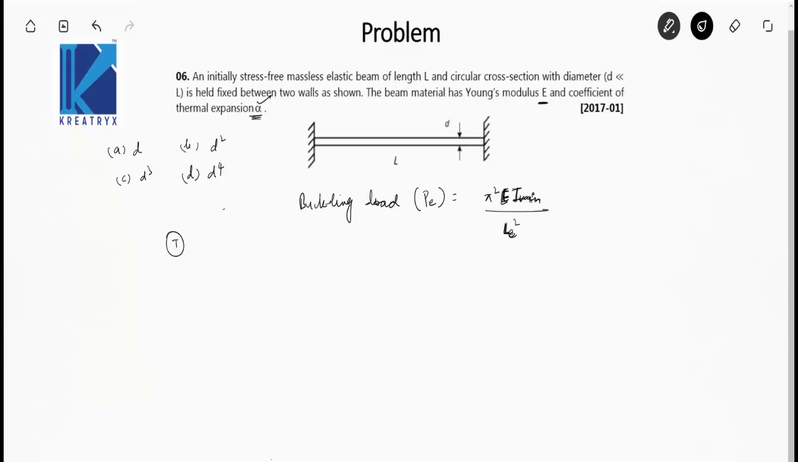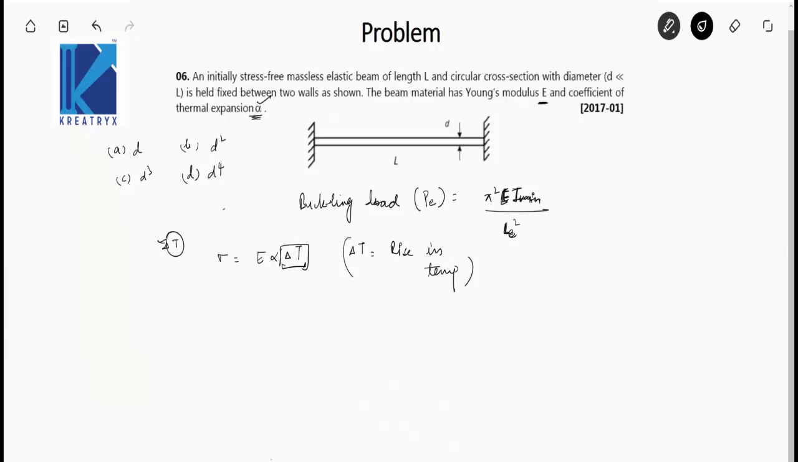So the thermal stress will be equal to E alpha delta T, where delta T is the rise in temperature. So this rod has been heated, and delta T is the rise in temperature. So the thermal stress which will be developed in the rod is E alpha delta T.